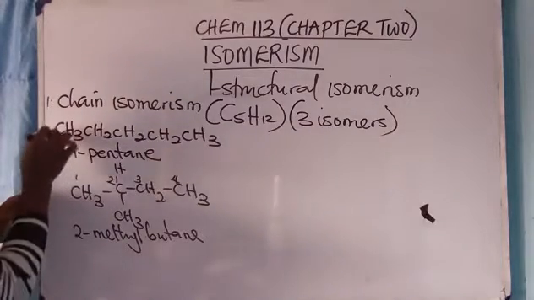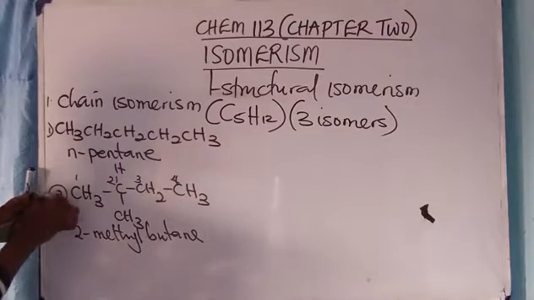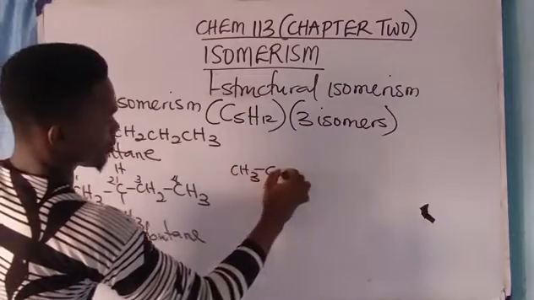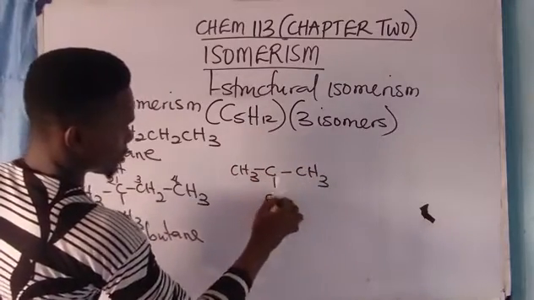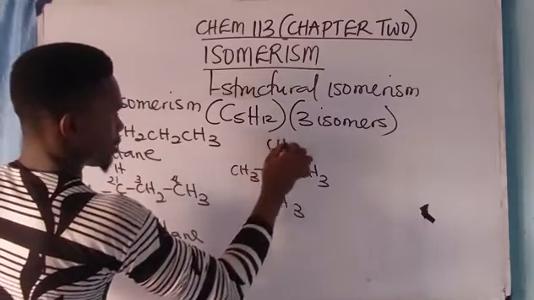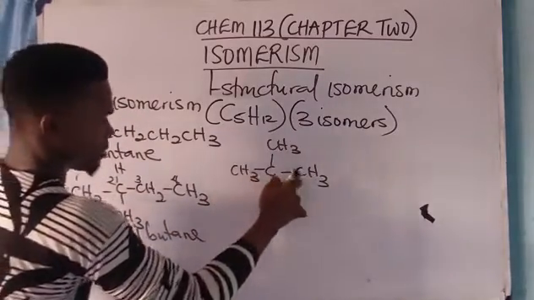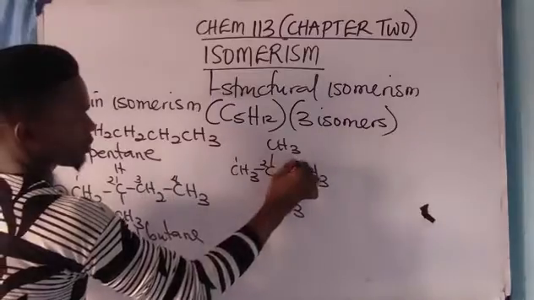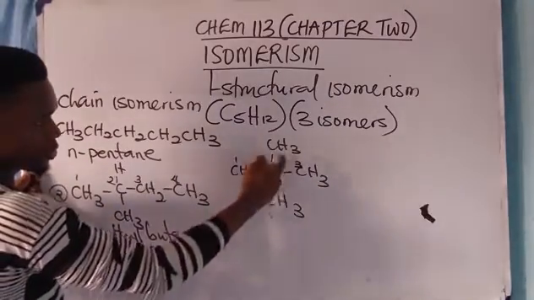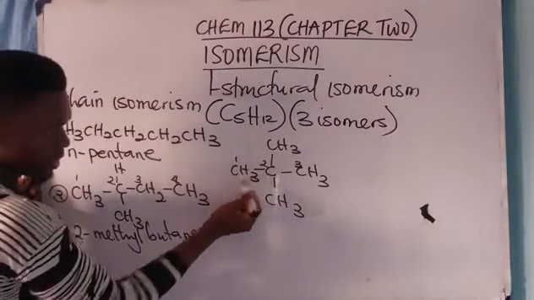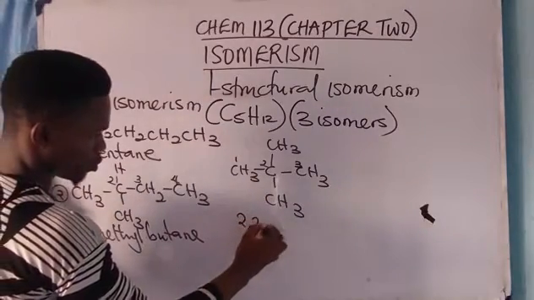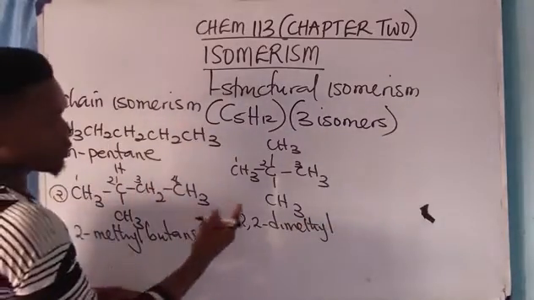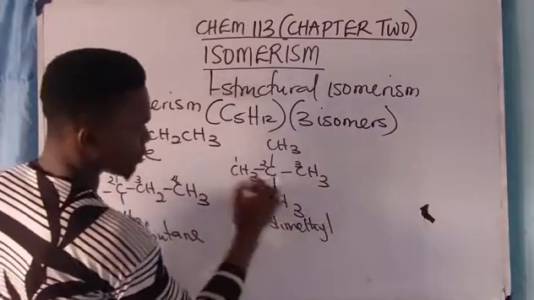Now this is isomer number 1, and that is isomer number 2. I said it has three isomers. We now have CH3, CH3, CH3, and CH3, 1, 2, 3, 4, 5. Now the longest chain here is propane, 1, 2, 3, and these two substituents are found at carbon 2. It becomes 2,2-dimethylpropane. It is dimethyl because of the two methyl groups.